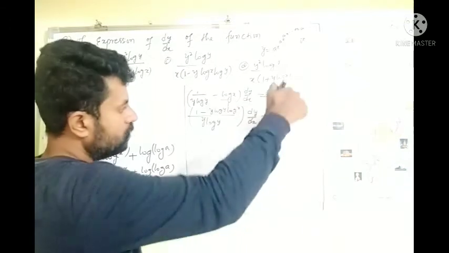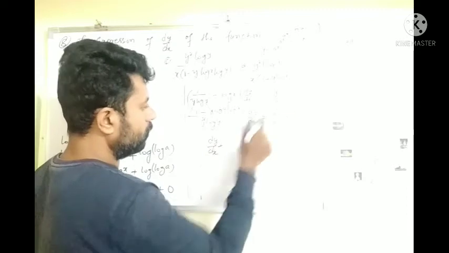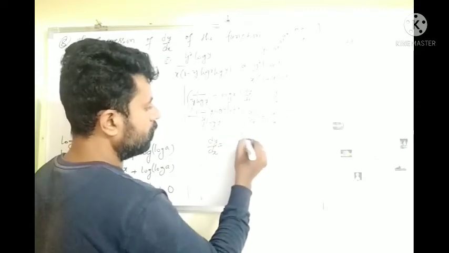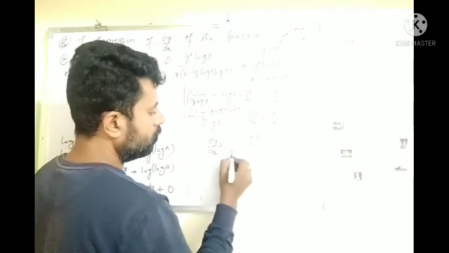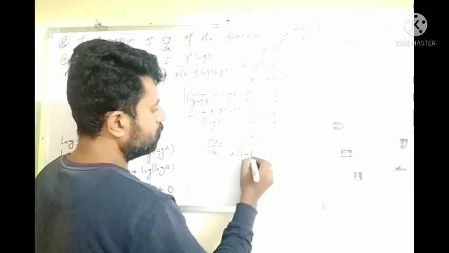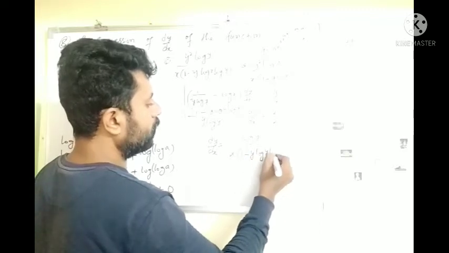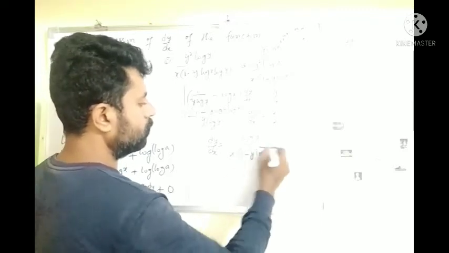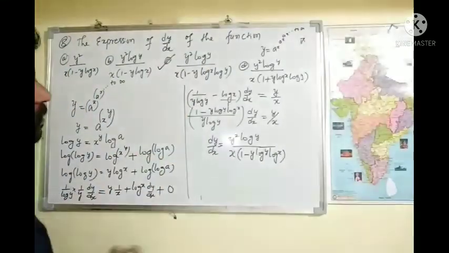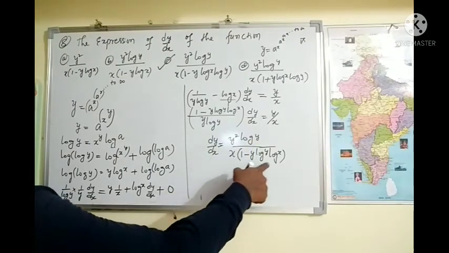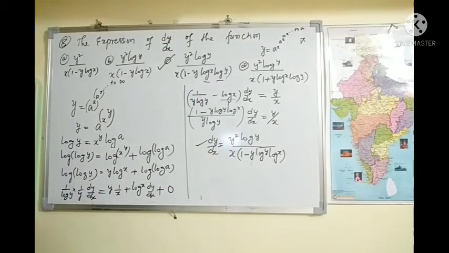Then this is transposed to the right hand side, we get dy by dx. This implies y log y into y square log y over the term 1 minus y log x into x, or you can write x into 1 minus y log y log x, or log x into log y. See the options. Option C is correct. y square log y divided by x times 1 minus y log x log y is the required solution for this result.